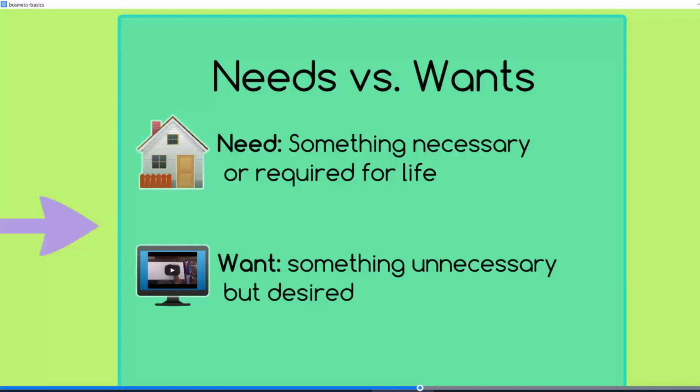So we're going to watch a little video about needs versus wants. And what I'm going to do is I'm actually going to put a little button here. If you want to click on this right here, it will take you to YouTube where you can watch the video. I'm not going to put it inside here for copyright reasons, but you should be able to click on this button right now and it will take you to the video for this.